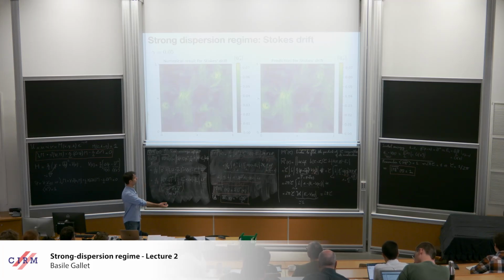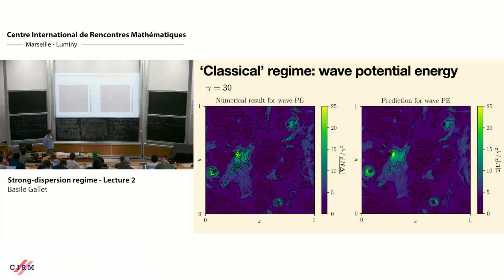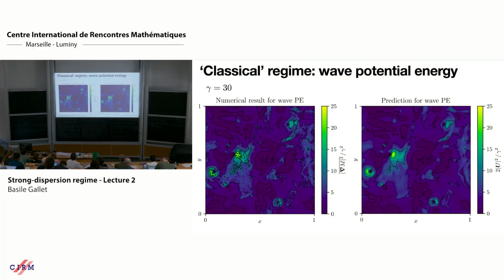So now we're running numerical simulations with a high value of gamma. Try to understand this limit. That's the strong advection regime. So gamma is 30. And you can see here the prediction for the potential energy. Okay, that's twice the kinetic energy of the background flow. And now maybe it depends if you're a physicist or a mathematician, but I think this works pretty well.